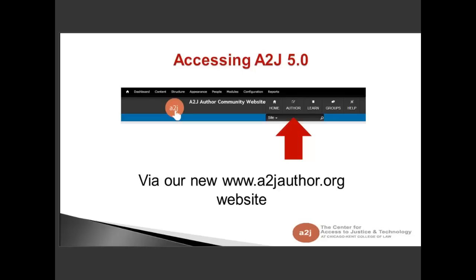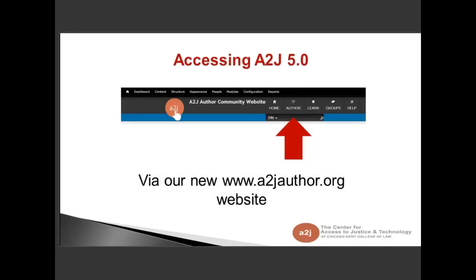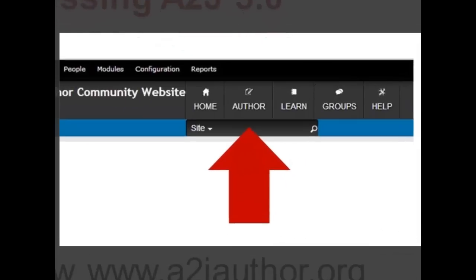Before you can access the authoring tool, you need to be authenticated. So you need to provide us with a little bit of information about who you are, where you're working, and what you'll be using A2J Author 5.0 for. Further instructions are on the website, and you'll get an email bounce back with a little survey in it to fill out. If there are any problems, feel free to email me at jbolak@kentlaw.iit.edu. Or you can email webmaster@a2jauthor.org.